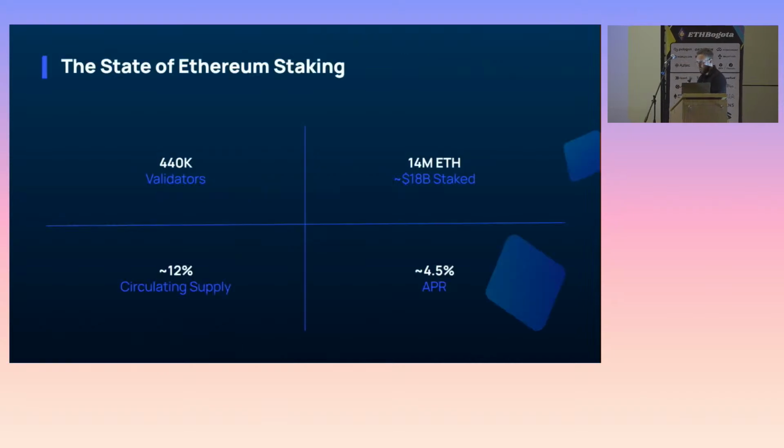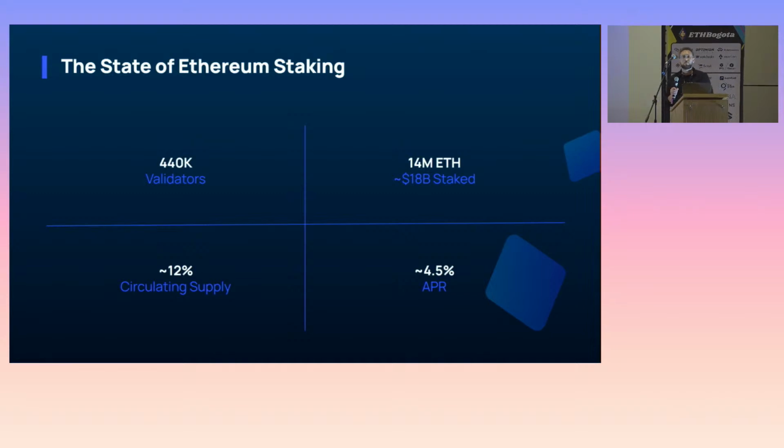The transition of Ethereum to proof of stake started almost 2 years ago, in December 2020. Since then, we have about 440,000 validators active on the Beacon chain, which amounts to 14 million Ether at stake, or $18 billion. This represents about 12% of Ethereum circulating supply. Those validators are earning approximately between 4 and 4.5 APR, even more if you factor in MEV, which is now available.